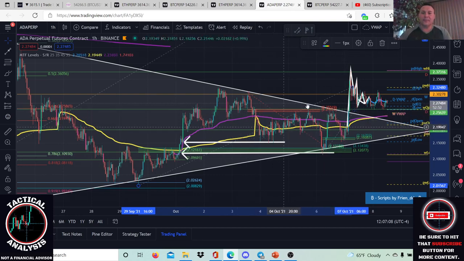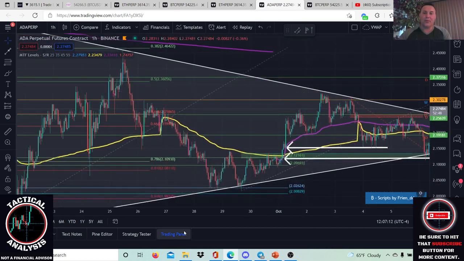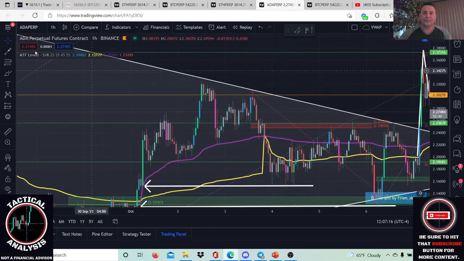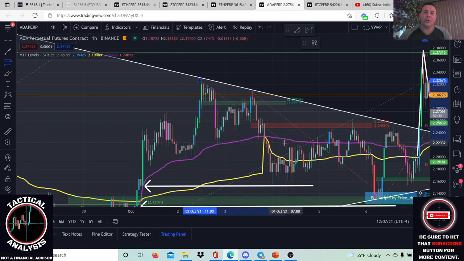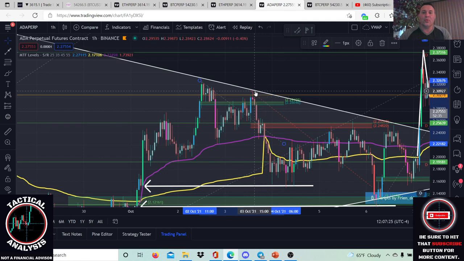Same thing with the reverse scope. We'll take a look at it here. Reverse scope and reverse scope extensions. What do we have here, right? Swing high, swing low, pull it across. You can see the scope broke. However, when you turn on your extension tool, what do you see? Boom, right into the reverse scope extension.